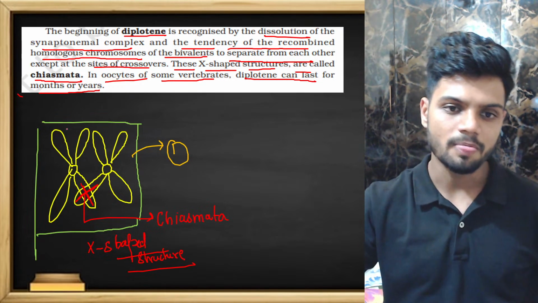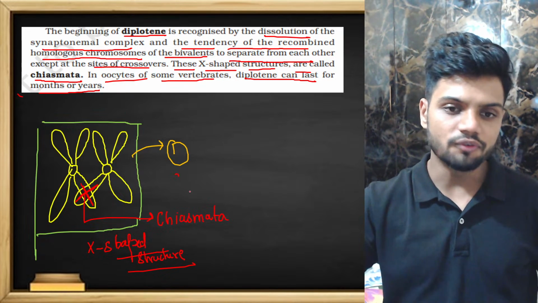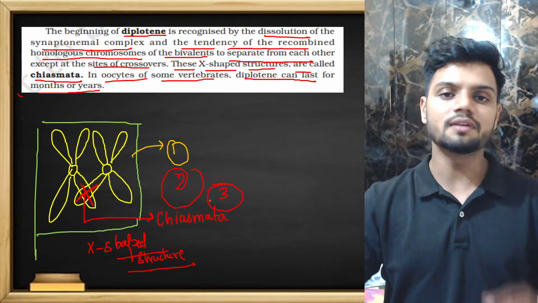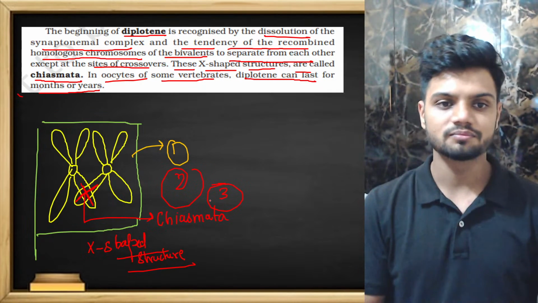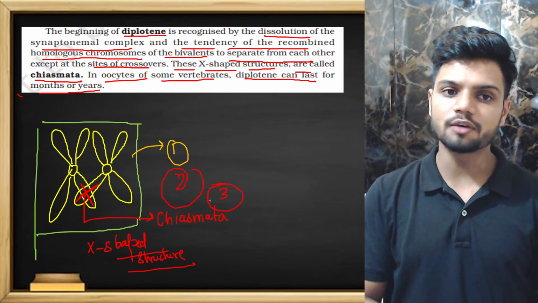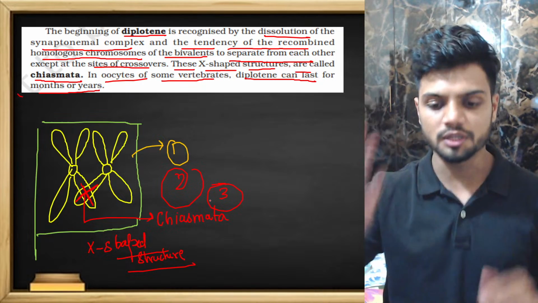Three main points here. The first one is dissolution of synaptonemal complex. The second one is chiasmata. The third one is arrest. Okay? Are the three points clear to all of you? That is diplotene, three main points about diplotene.